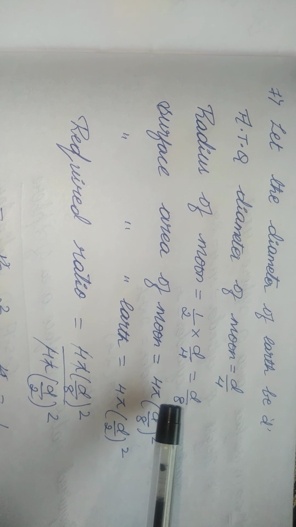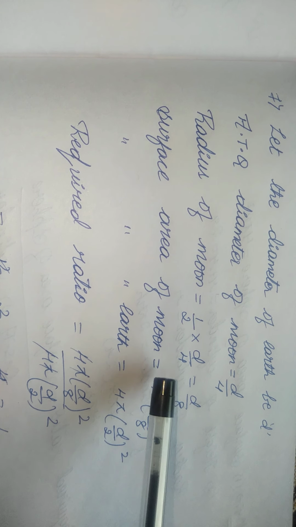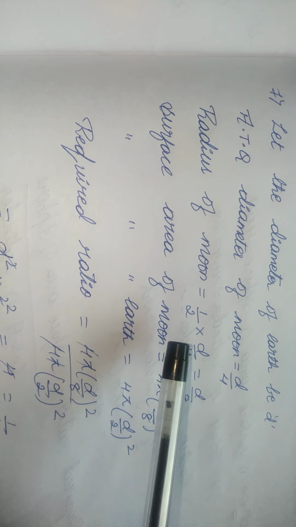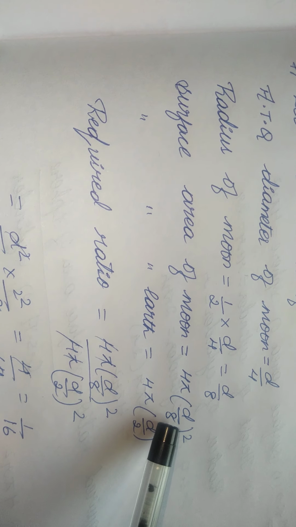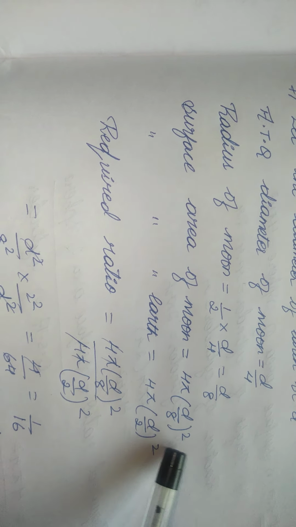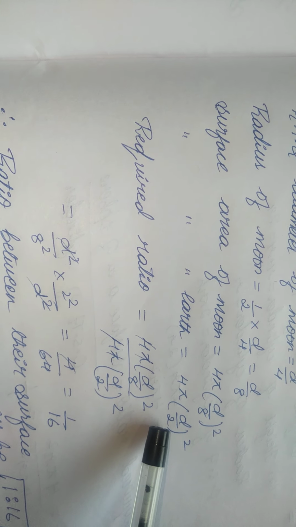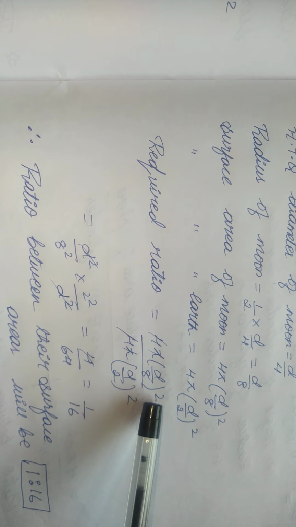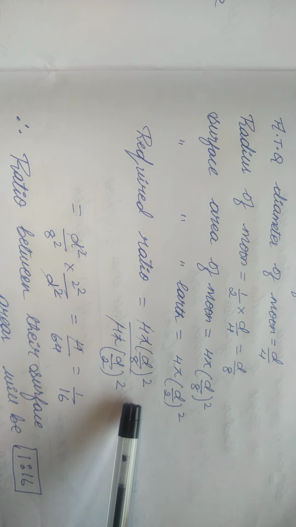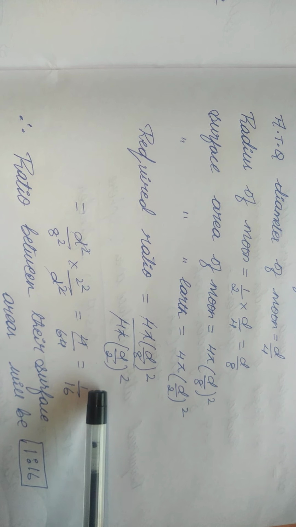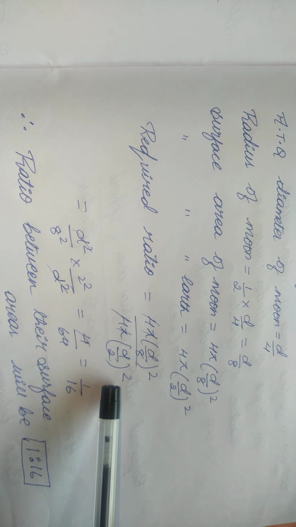When d is d by 4, then the radius of the moon becomes d by 8, because half of the diameter is the radius, we know that. And now the surface area of the moon becomes 4 pi (d by 8) whole square, and the surface area of the earth is 4 pi (d by 2) whole square. Required ratio: they have asked to find the ratio between the surface area of the moon and the surface area of the earth. Hence the moon comes in the numerator and the earth comes in the denominator.